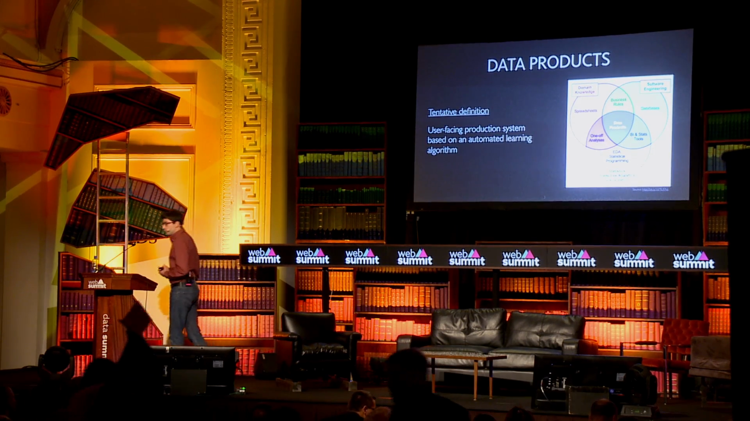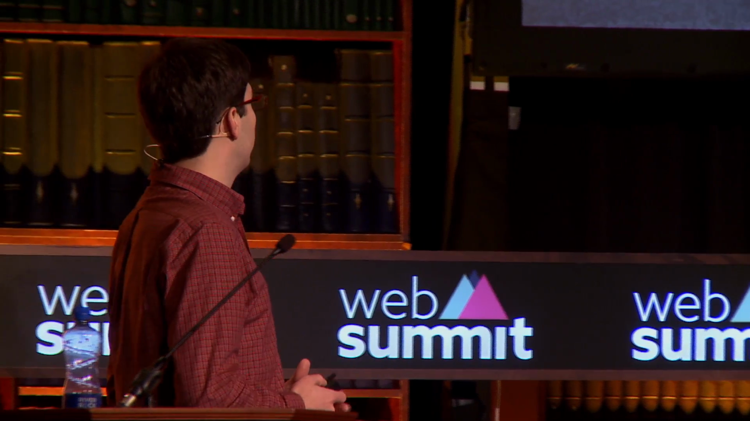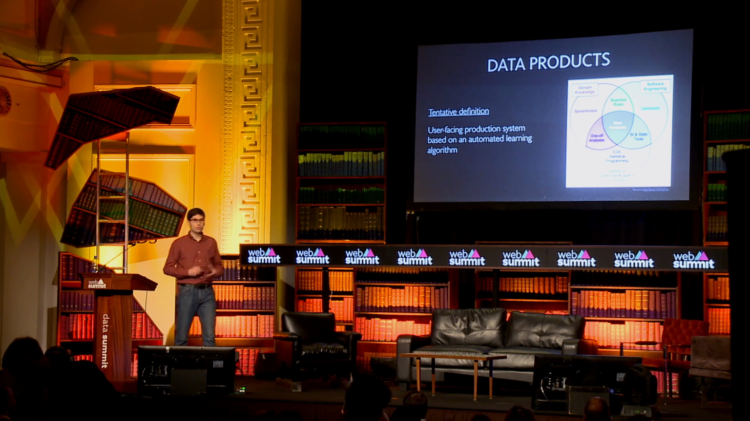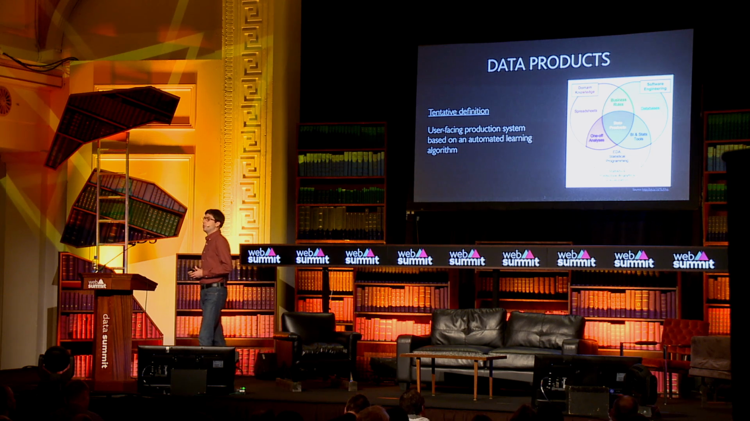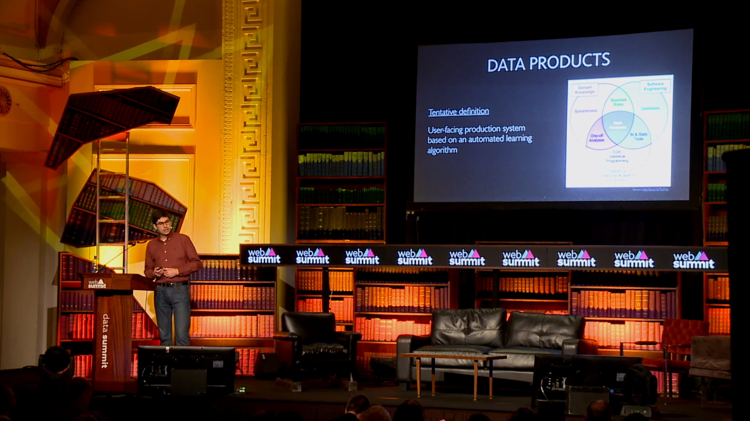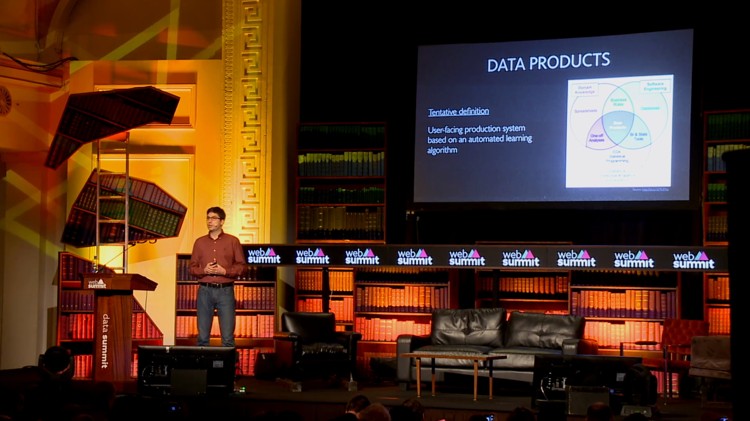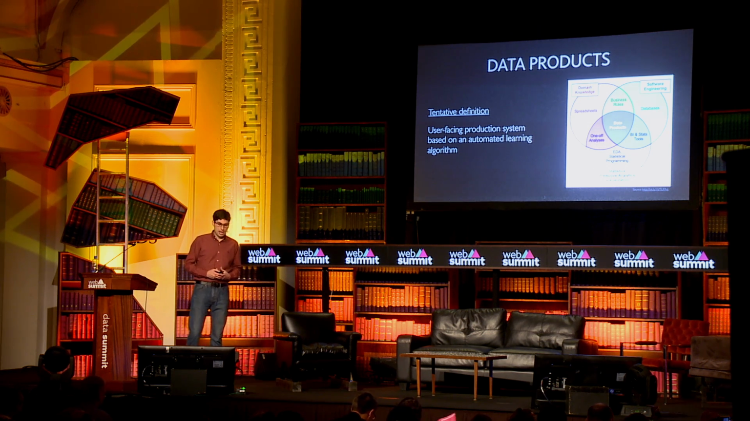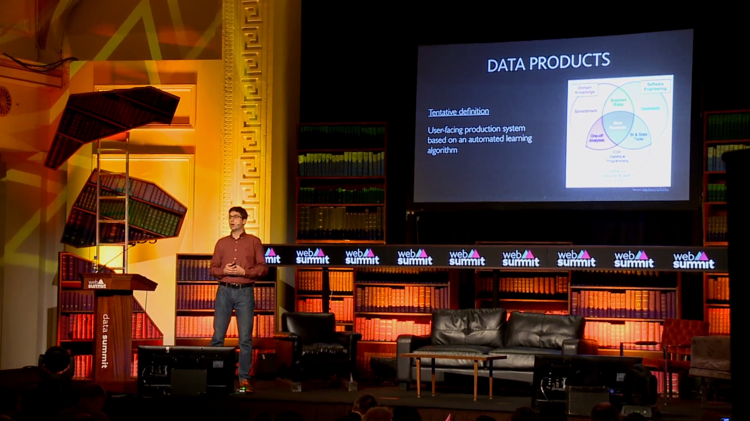So before we dive into the sins, I wanted to do a quick introduction on data products. And I have a tentative definition up there, but I think there's 3 important words there: user-facing, production, and automated. User-facing because a data product has some kind of interaction with the user. And often it's a feedback loop. It's not just like an algorithm. It's a system that interacts with the user. Production because it scales to live traffic. It's not just a one-off analytics. And finally, automated because it goes beyond business rules. It's based on statistical modeling, machine learning, and so on.